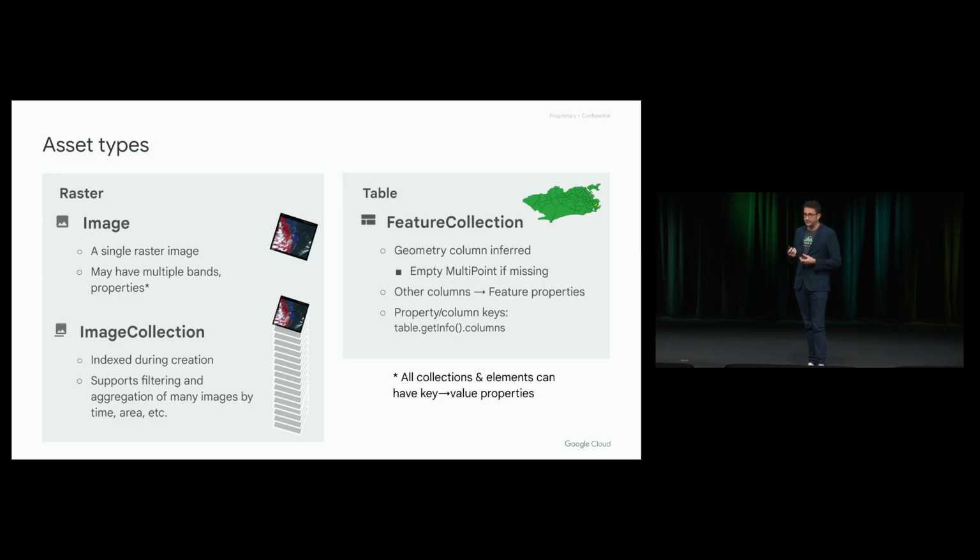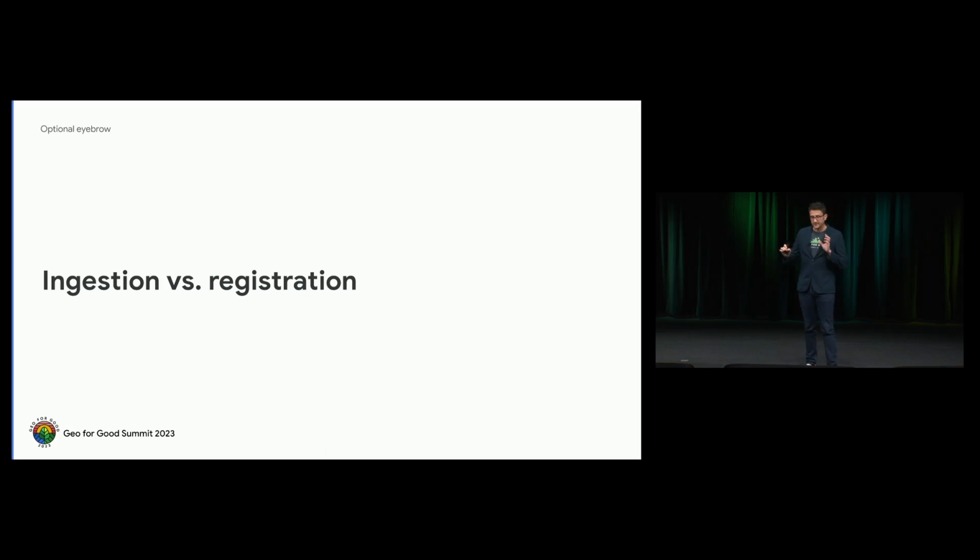Lastly, we talk about tables, which in Earth Engine code was called a feature collection. And that is essentially the vector data type of Earth Engine, a collection of geometries on a map. If you create a feature collection, there's a geometry column which gets inferred when you're importing a table. The other columns get used as properties of those features on the map. So for all of these different elements in Earth Engine, they can have associated with them metadata, which we call properties.